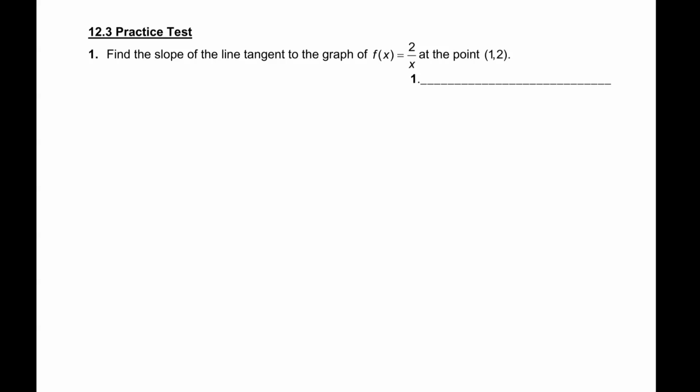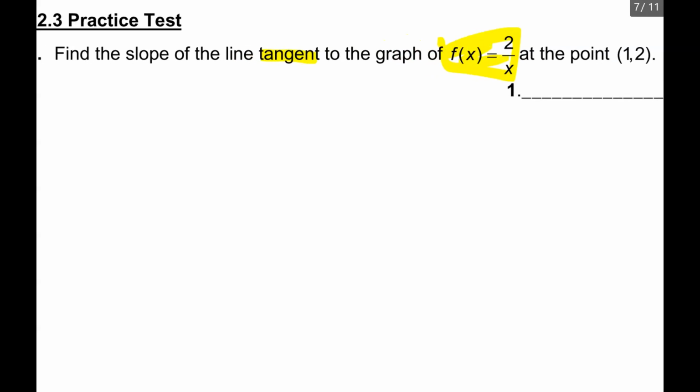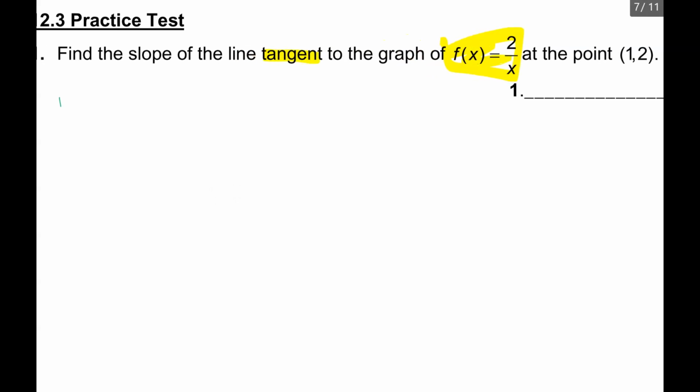Okay, so let's find the slope of the line tangent to the graph of f of x equals 2 over x at the point (1, 2). The way we're going to start is we're looking for the line tangent to the graph, so we want the instantaneous rate, and here is our function, so those are the two important parts. Since we're using the tangent, we're going to use our slope equation.